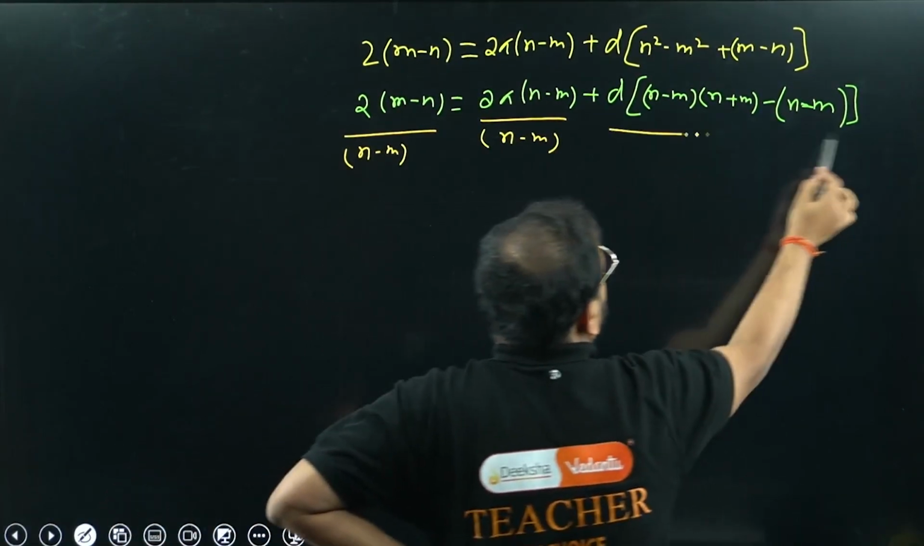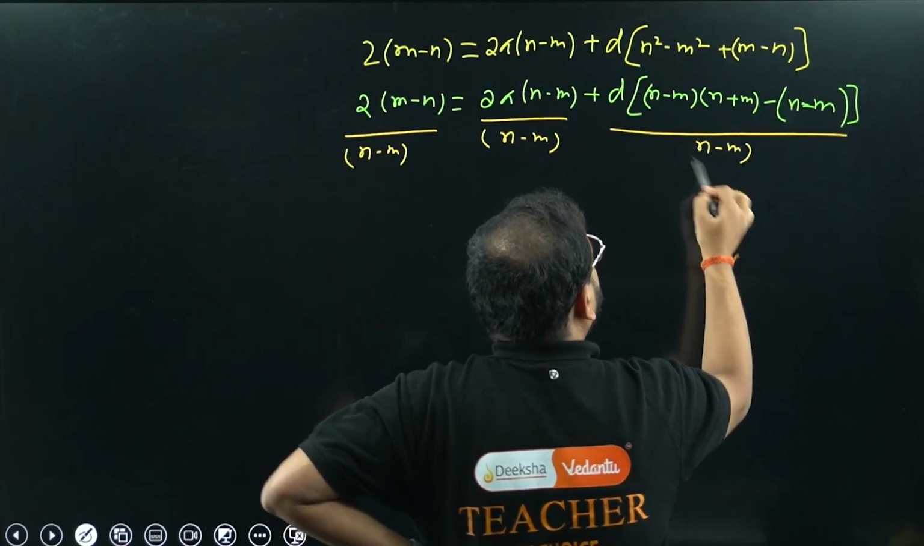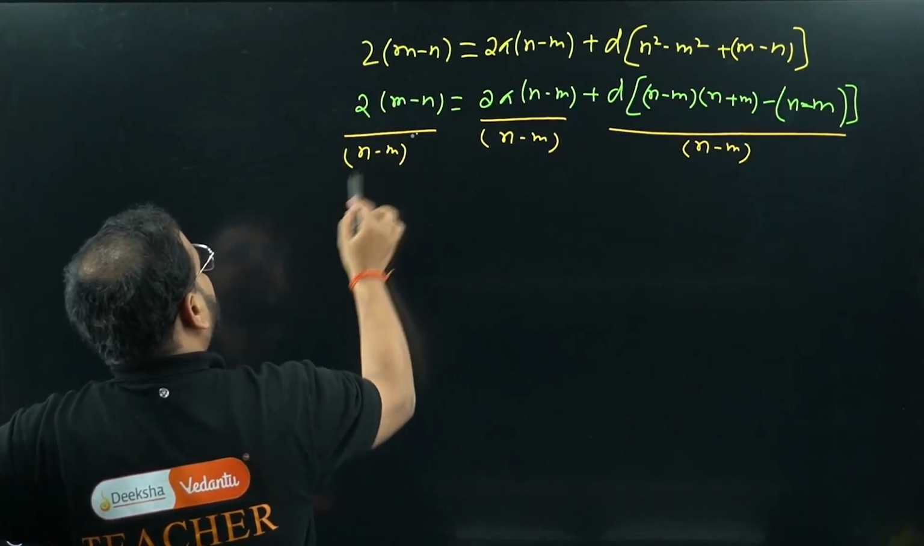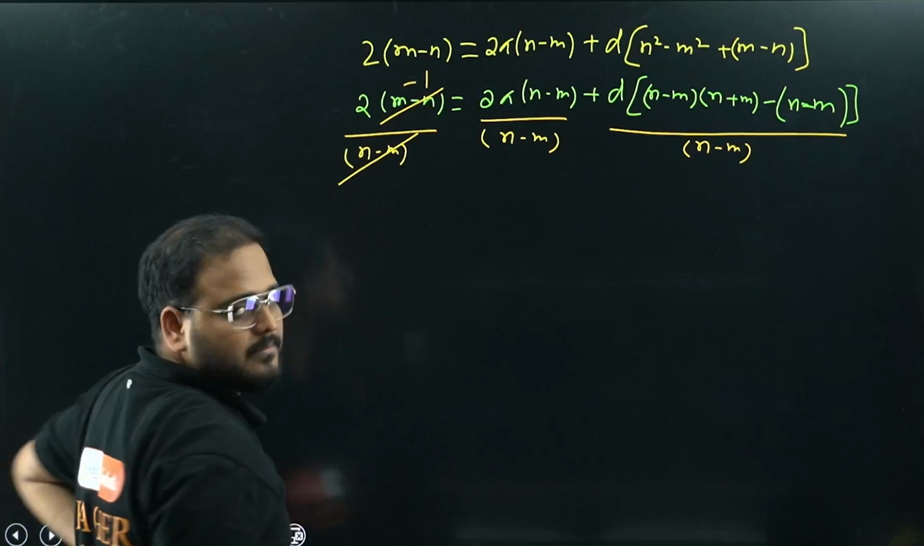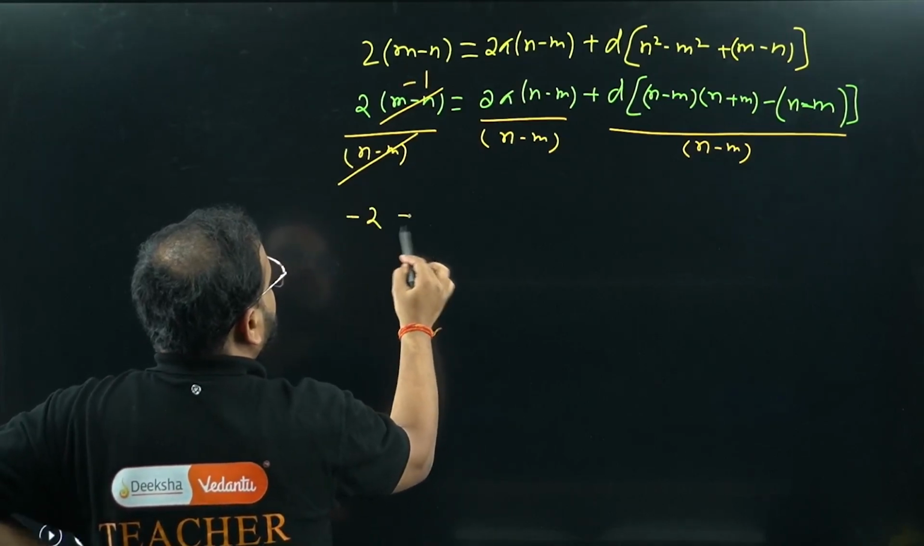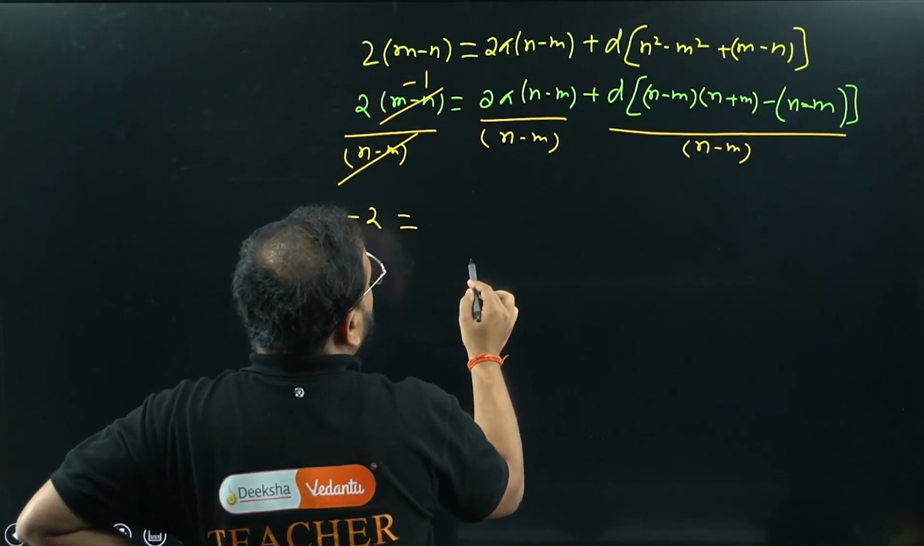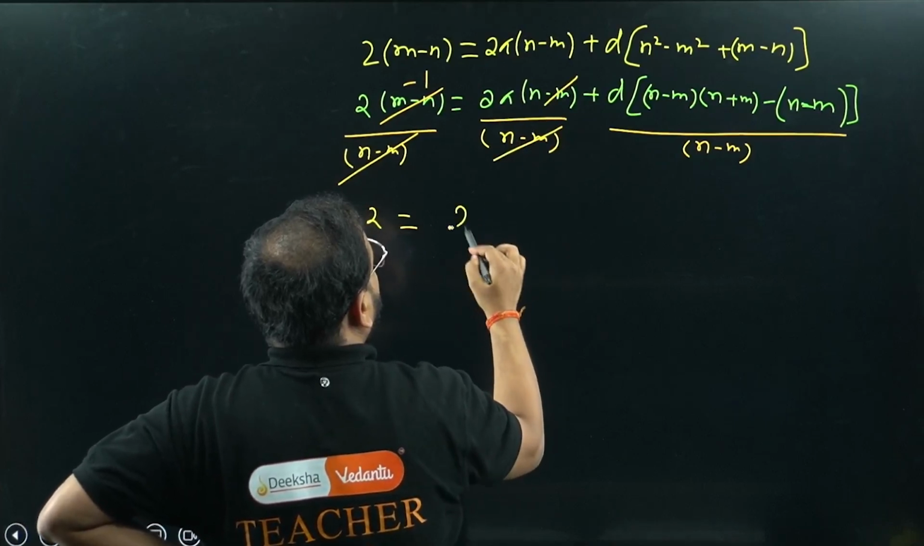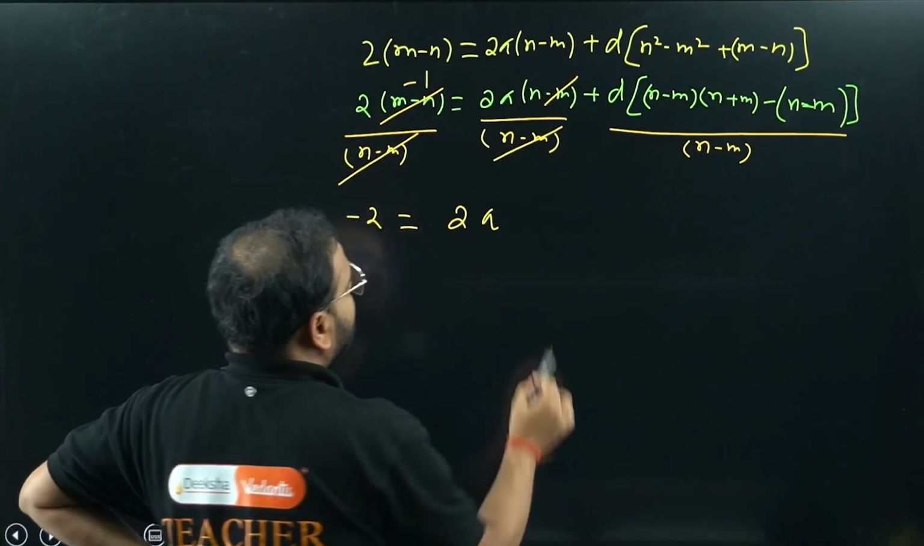Over here also, everything by n minus m. Check now. If I do this, I can cancel this with what? Minus sign, minus 1. I get minus 2 over this side. What about this? I'm going to cancel this and this directly. What do I have left over here? Plus 2a. Okay.